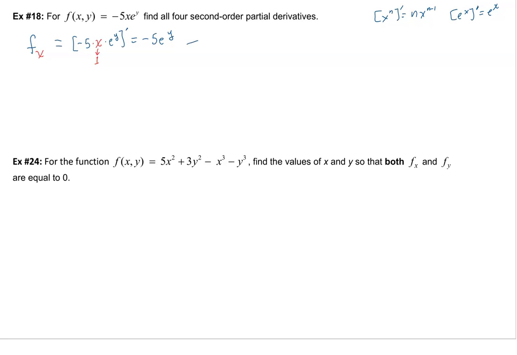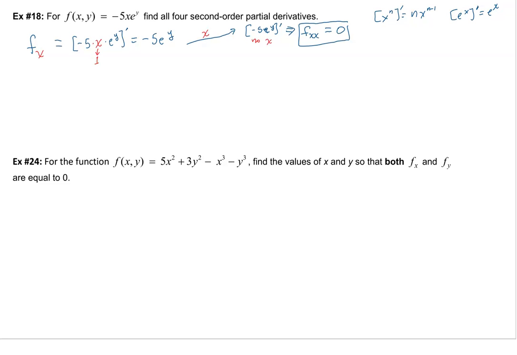Let's move on with this same first partial. We'll go to a different order this time. So if I look at x again, there is no x in negative 5 e to the y. I'm taking the derivative of negative 5 e to the y when x is my active variable. So my f sub xx is equal to 0. That can happen because there was no x there.